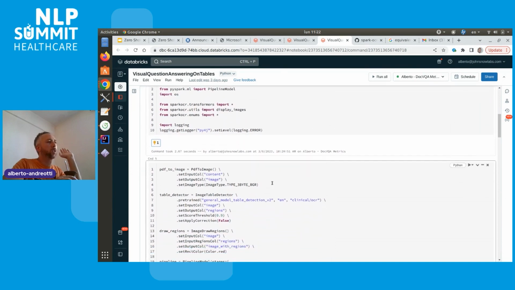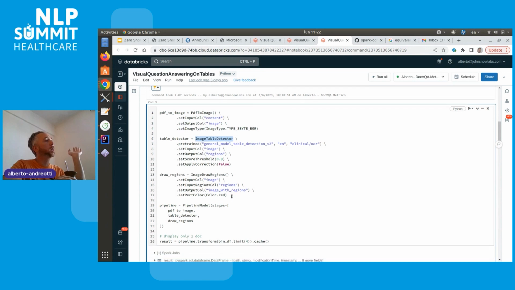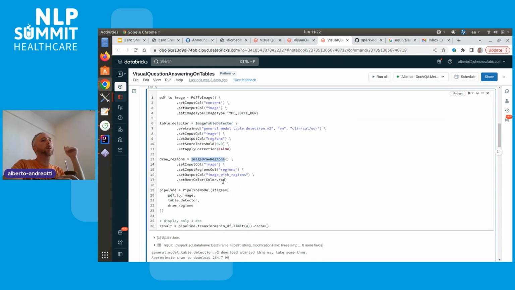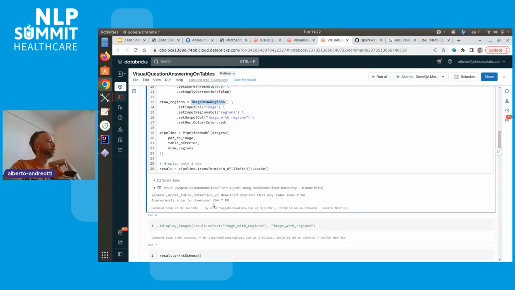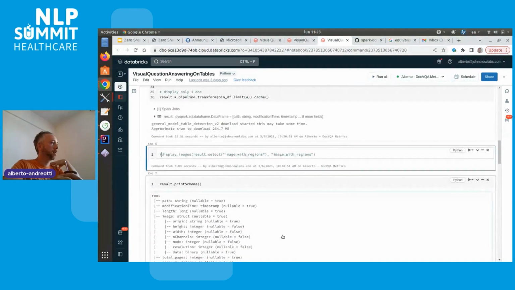And well, I'm just going to jump directly into what the pipeline looks like. So we have the PDF to image transformer that is just going to take all the pages in the PDF and convert them to images. We have the image table detector. This one is going to identify the regions in which we have tables. So we're going to leave all the rest of the page out, because we don't care about that. Image draw region is not very important, but we're using this one here in order to show the tables. I want to show the tables. Yes, I think this is. Give me a second.